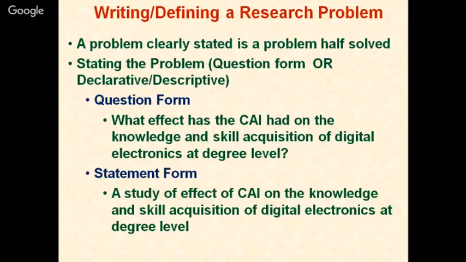So you can write the problem in a question form, or you can also state the problem in a declarative sentence form, because every university has its own guidelines. Or you are submitting the proposal to some agencies which may require you to write research questions, or they may ask you to write the objectives of your research. Okay, so question form or statement form.